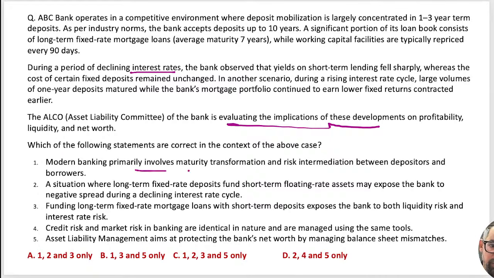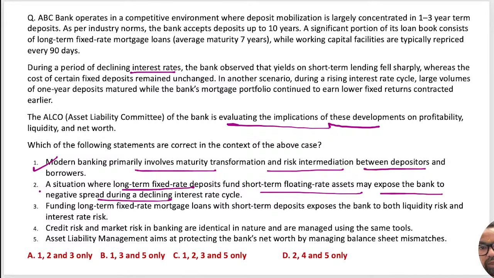Modern banking primarily involves maturity transformation and intermediation between depositors and borrowers. A situation where long-term fixed deposit funds finance short-term floating rate assets may expose the bank to a negative spread while interest rates decline. This is true. Funding long-term fixed rate mortgage loans with short-term deposits creates liquidity as well as interest rate risk. This is also true. Credit risk and market risk in banking are identical.